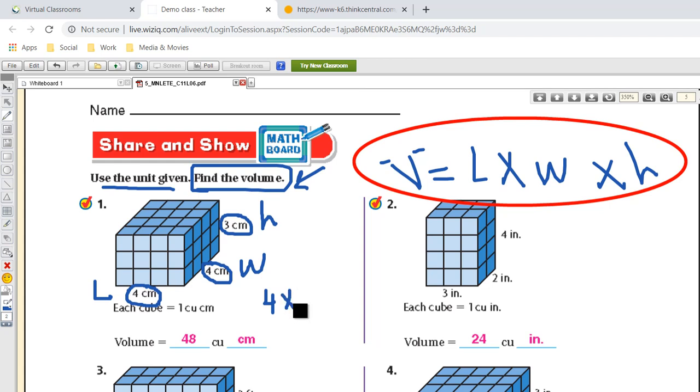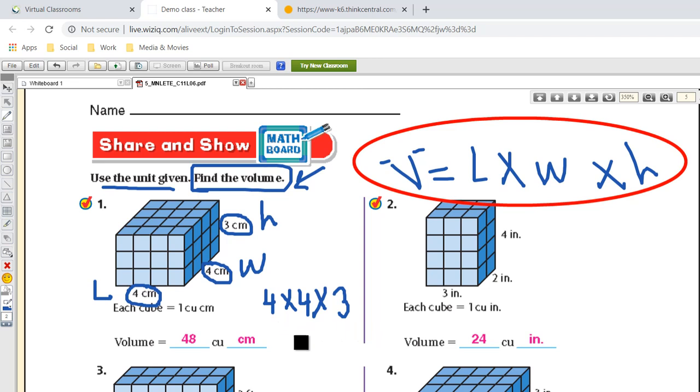Okay, you have to copy this with me. You have to copy the steps. 4 multiplied by 4 multiplied by 3, because length equals 4, so we put 4 here, and width 4 and height 3. So multiply them together.